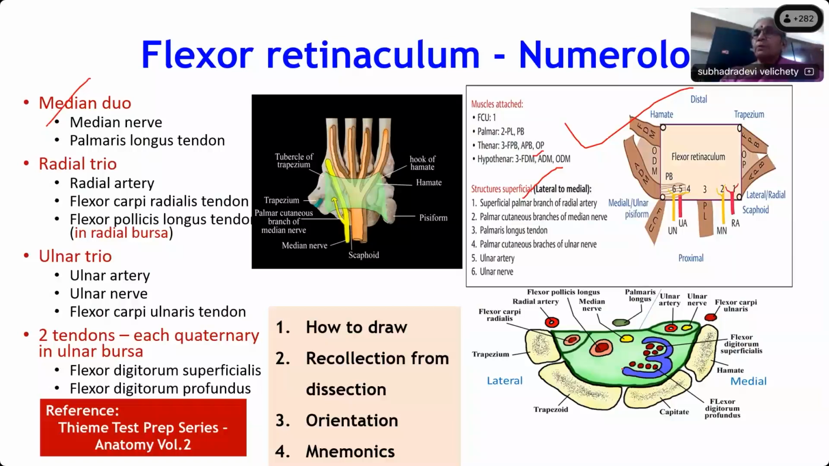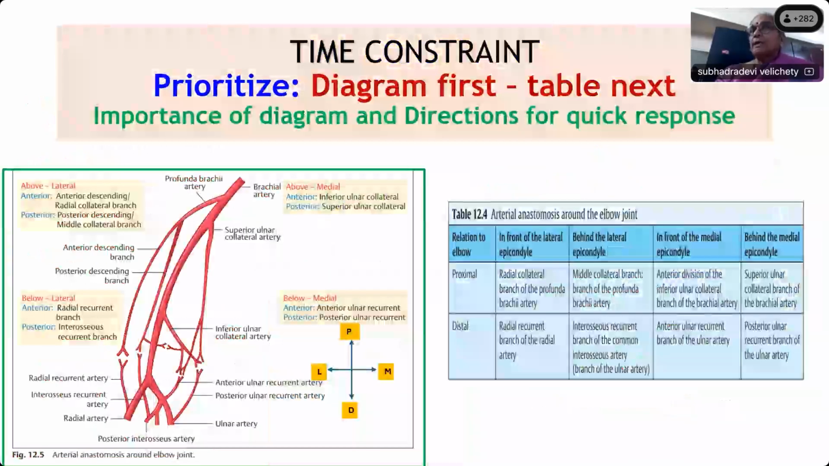So this helps you to how to draw the diagram, recollection from dissection, orientation, and mnemonics. All are there. And if you practice something similar like this, it will be good for you and you can understand and reproduce. Similarly, diagram is more important than the table next, I said. So importance of diagram, and more than that, you see, I have put the directions, that is important.